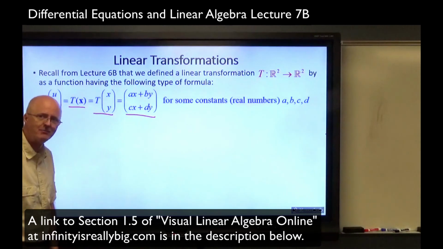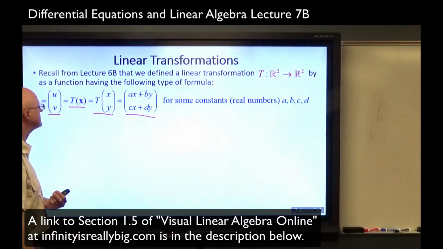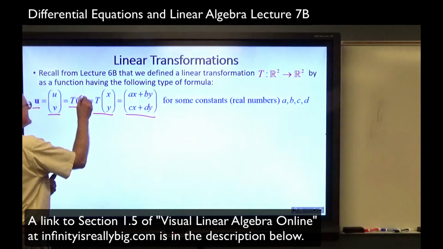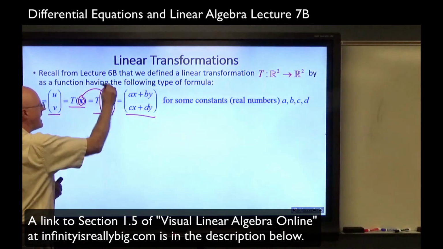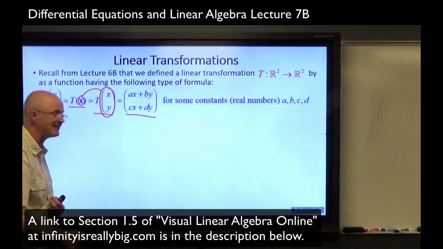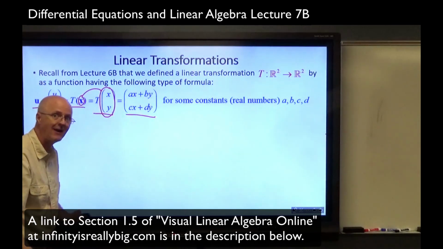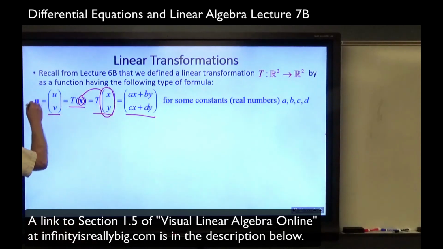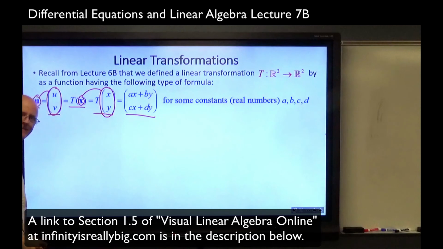Don't be bothered by these different notations. It really means the same thing. It's just different ways of representing the same thing. This boldface x here represents this entire column vector xy. Don't be bothered that it's an x there and an x there. This one's boldface, that one's not. They are different symbols. This boldface u represents this entire column vector uv.